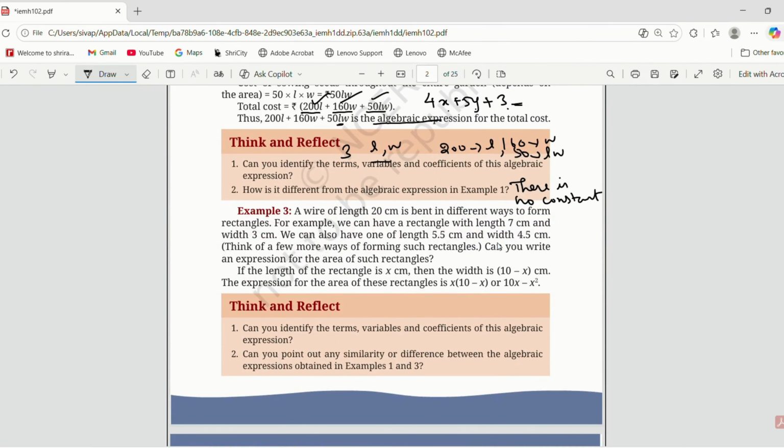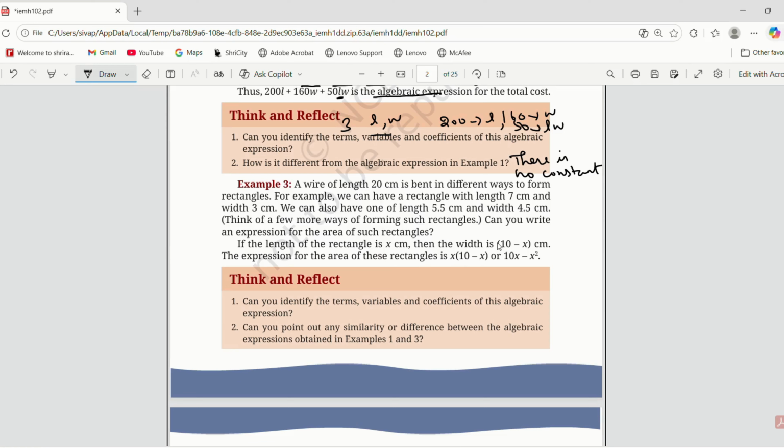Okay, so in the third example, they are saying that a wire of length 20 centimeter is bent in different ways to form a rectangle. So initially they are having a wire of length 20 centimeter. Now they bent it into a rectangle shape. For example, we can have a rectangle of length 7 centimeter and width 3 centimeter. As opposite sides are equal, this should be 7 and this should be 3. So 7 plus 3 is 10, 10 plus 7 is 17, 17 plus 3 is 20. So we are getting this 20 centimeter.